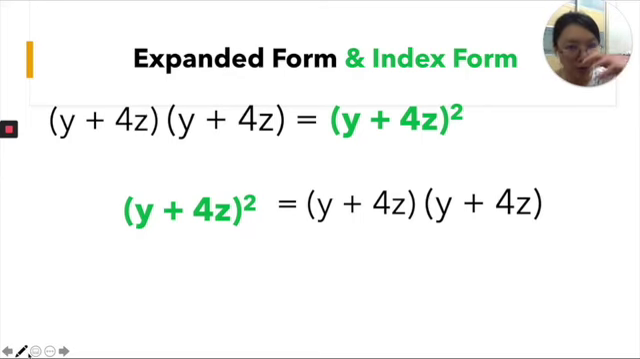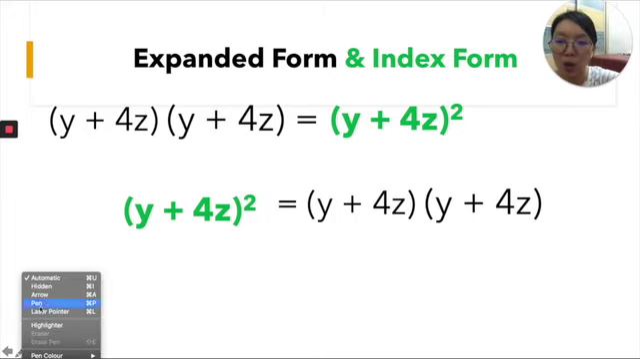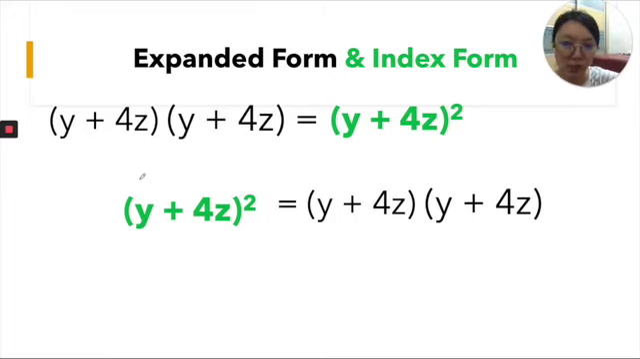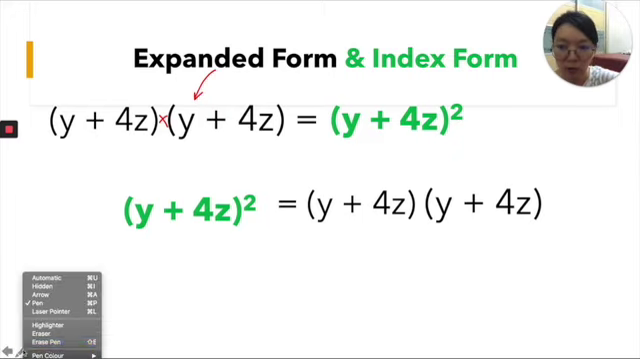Expanded form, 膨胀版, index form, 约减版. Y plus 4z, bracket, times y plus 4z. This is called expanded form because it is written as the long version. And we can simplify this by putting it into index form. How? Let me show you.